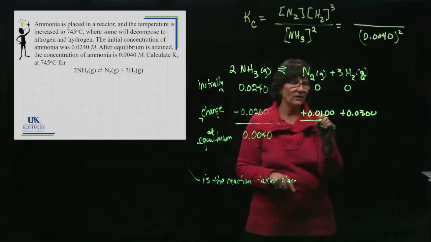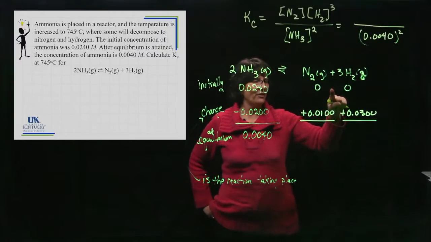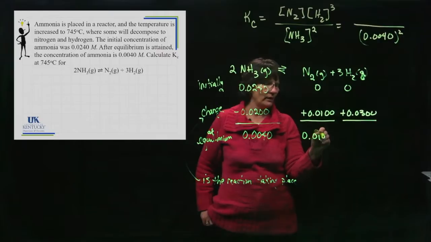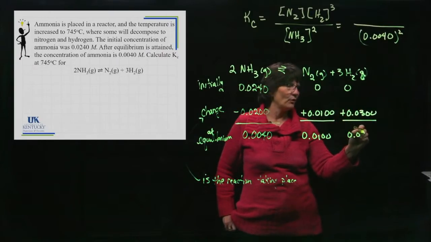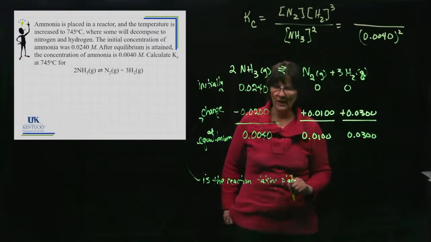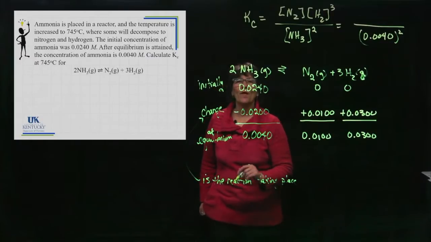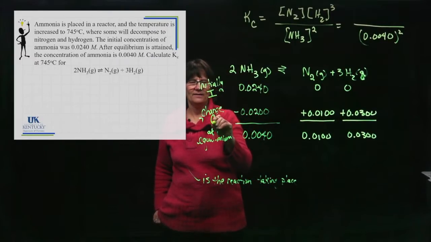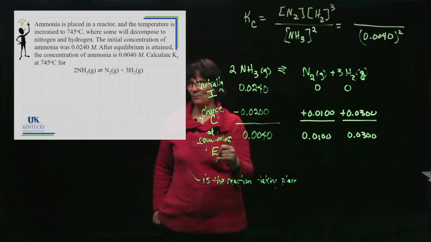So what is the amount that I will have in equilibrium? Well, if I started with nothing and I produce this amount, then I have 0.01. If I started with nothing and I produce this amount, I have 0.03. Okay? So now I know at equilibrium everything I have. Now, this is called an ICE table.